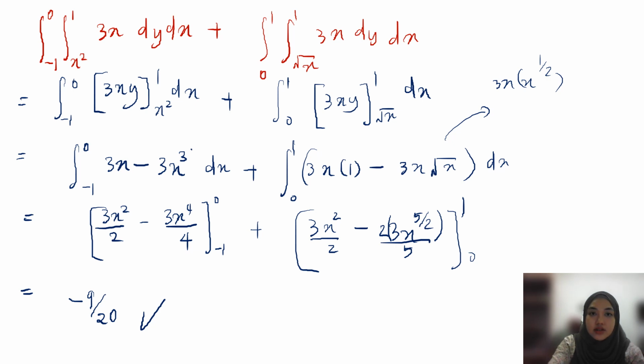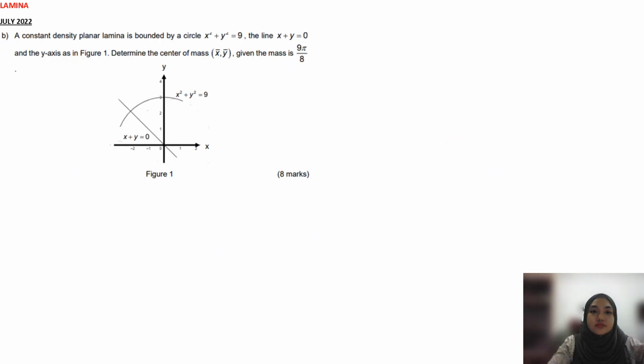Okay, so the next one, I think, alright, we continue with past semester questions. Focus on the Lamina question from July 2022. A constant density planar lamina is bounded by a circle. So this is the circle. So if you see this one, x squared plus y squared equals 9, meaning that r squared equals 9. Okay, so if r squared equals 9, meaning that r equals 3. Okay, so our radius equals 3.